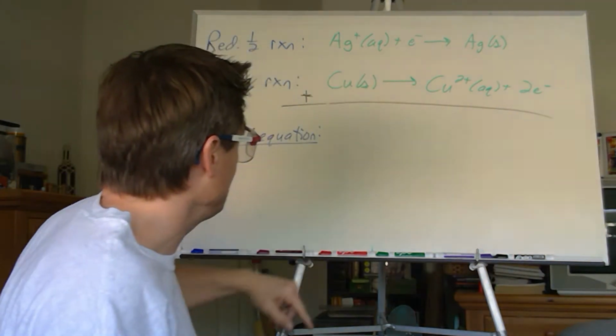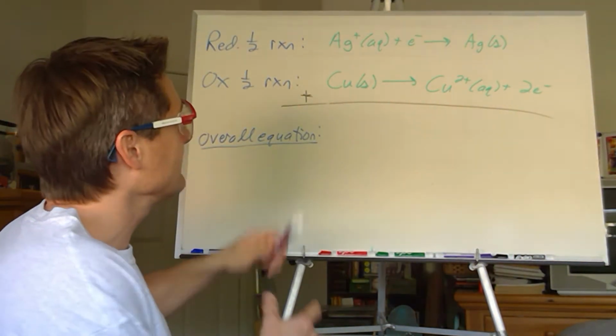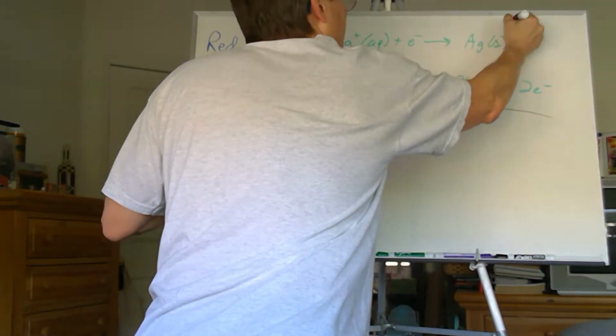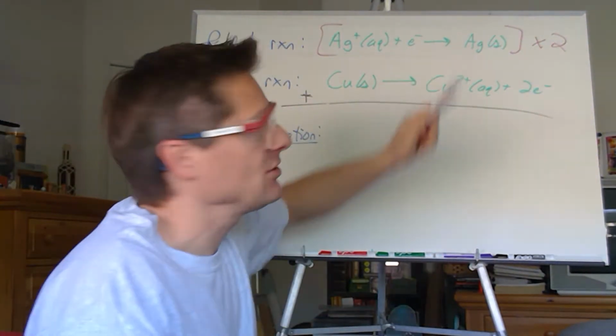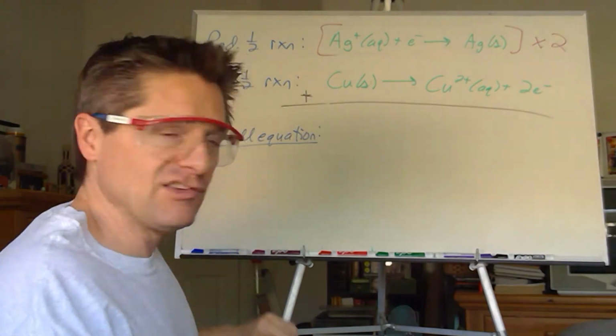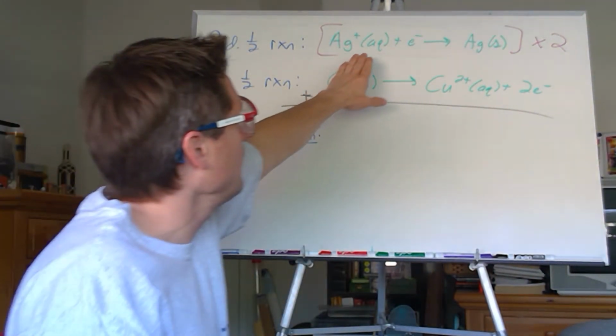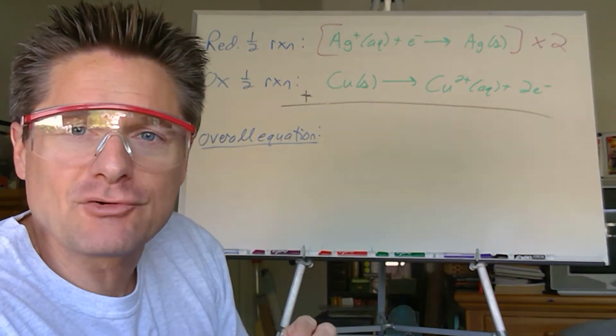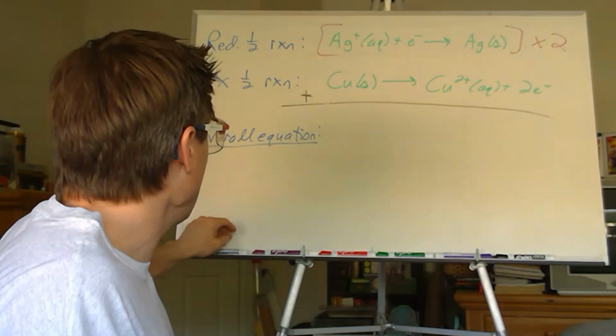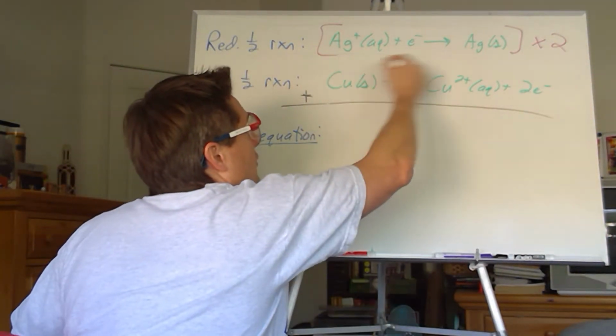So when I add these 2 half reactions together, you have to realize I need to multiply this by 2 so I can get 2 electrons there. This is reviewed in one of the videos, but we will be providing you the half reactions in electrochemistry. You just have to know how to add them together. So let's add these 2 together. Let's multiply everything by 2.